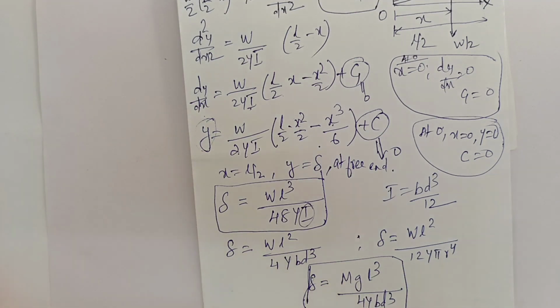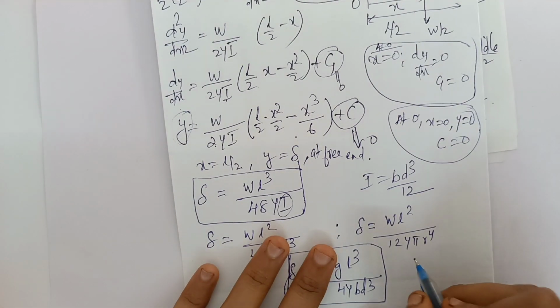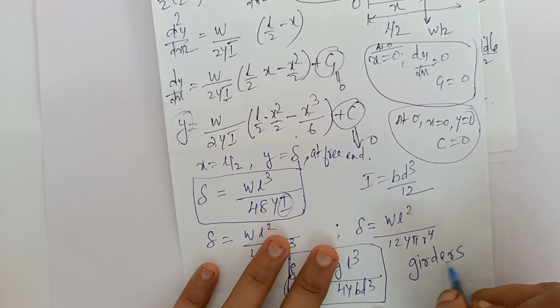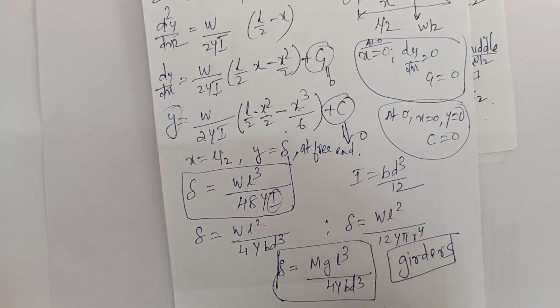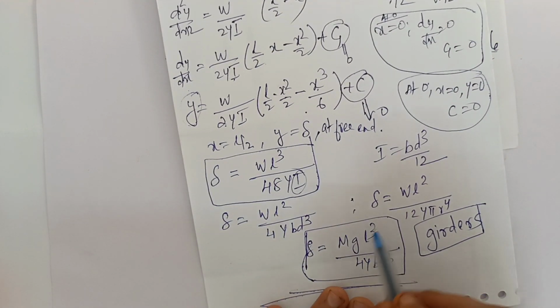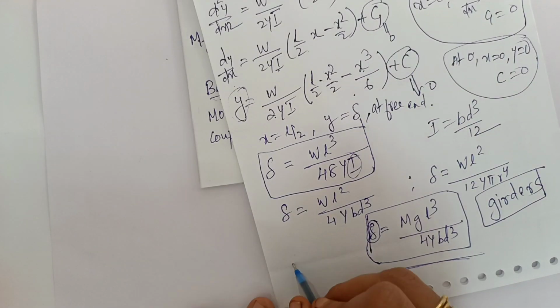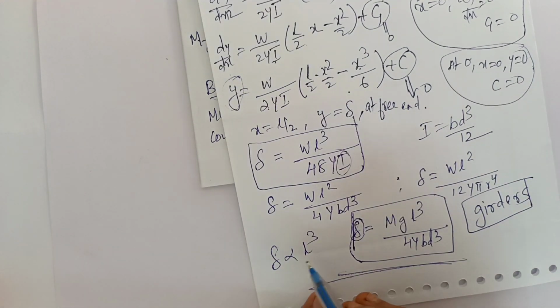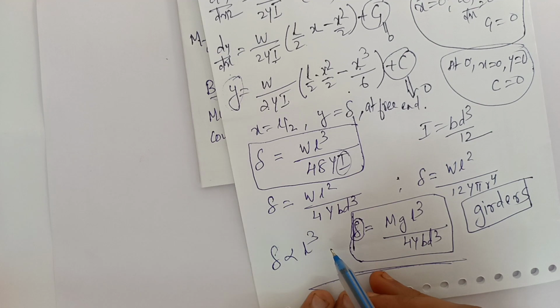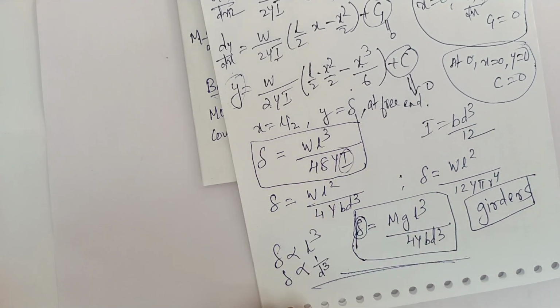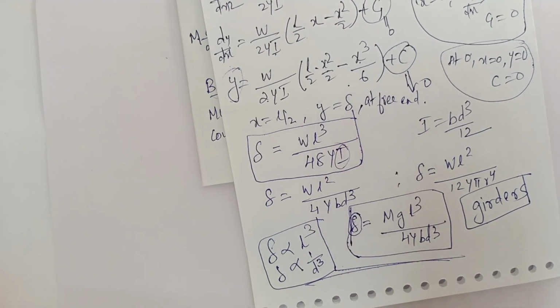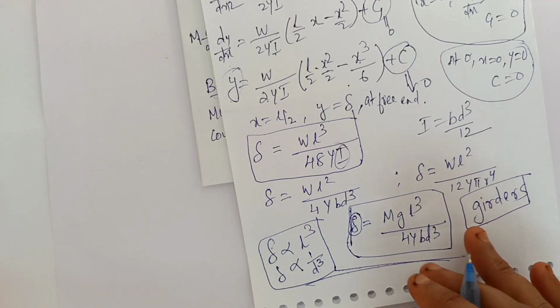The use of this equation is usually made in girders. See, the depression of a beam at the middle is directly proportional to the cube of its length. That is, delta is proportional to L cube, and delta is inversely proportional to the width, and to the cube of the depth or thickness d.